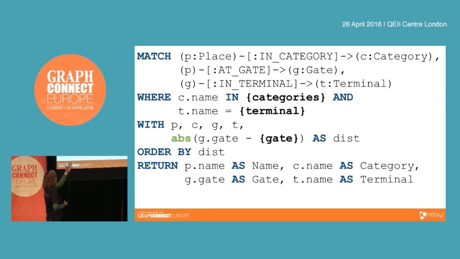Then we're getting all these things, the absolute distance of the gate of the place from the gate that the user said that they're at, because presumably they don't care if they have to walk left or if they have to walk right. They just want to walk the minimum amount of distance to this place. Order by that, ascending and return these places. So we just recommended a very simple recommendation to a user based on just their location in the airport. And Cypher makes that very simple.